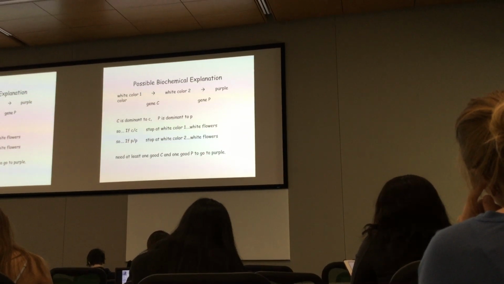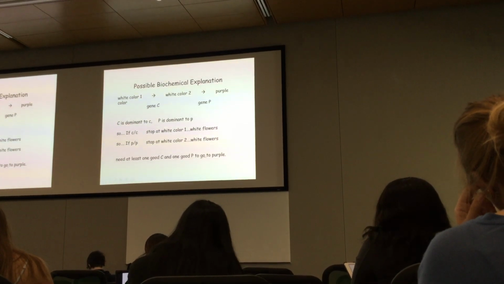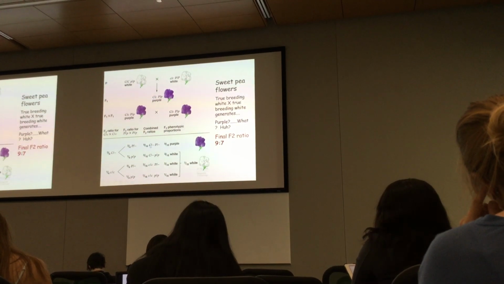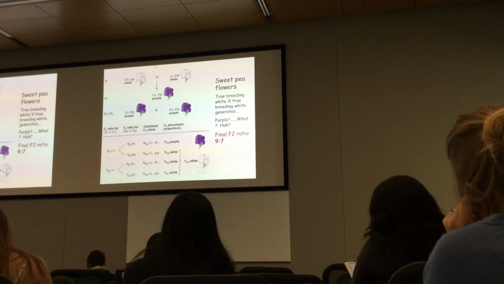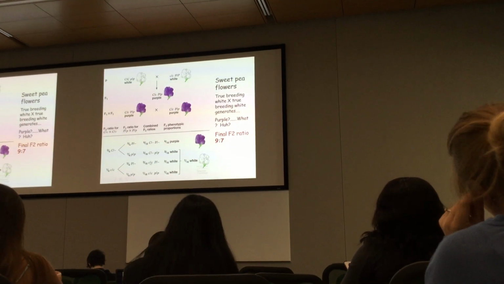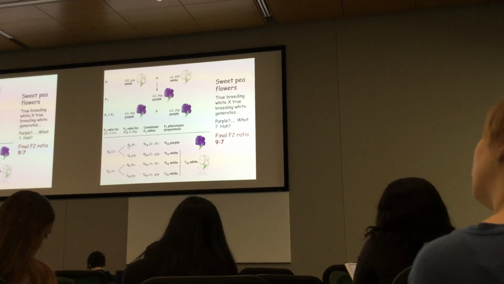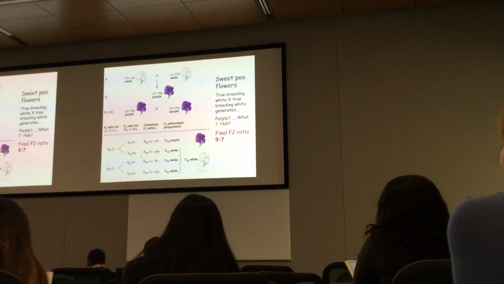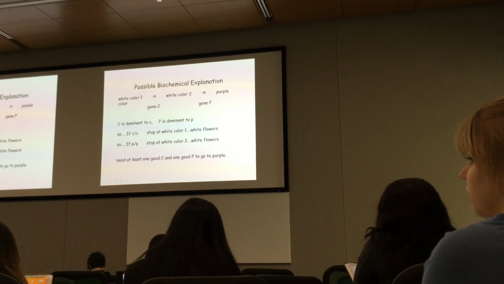So you'll see problems like this in the book. So you need at least one good C and one good P to go to purple, and if we go back to our little table here, we have one good C, one good P at least, and so you went all the way to the end of that pathway. In this case, your P gene was defective. In this case, your C gene was defective. In both of those cases, you stop the pathway at some point and don't go to purple. In the last case, you're defective for both, so the outcome is the same. So pay attention to these types of problems.